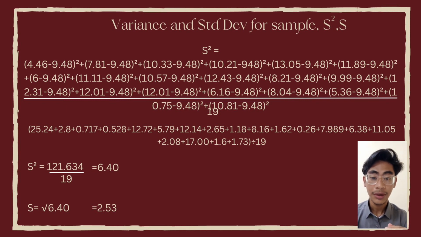Lastly, for the standard deviation, we just need to square root the variance, because the variance is the power of the standard deviation. So square root 6.40 to get the answer, and the last answer is 2.53. Okay, we got the mean, variance and standard deviation.